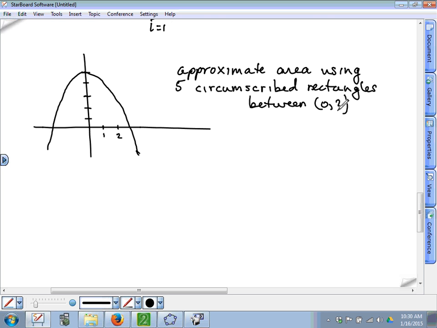So we're going between 0 and 2, and if there's 5 rectangles, that means each one's going to have a width of 2/5 again. So we're going to have 2/5, 4/5, 6/5, and 8/5. But now they are circumscribed. That means they're outside just a tiny bit. I should have made this a little bit longer. Zoom in. Yeah, they'll always give you a bound, a lower bound and an upper bound.